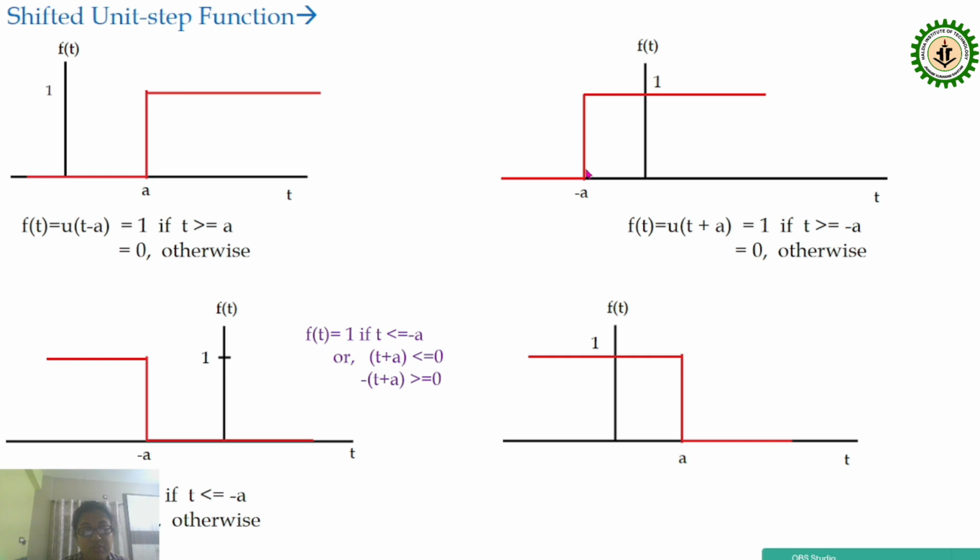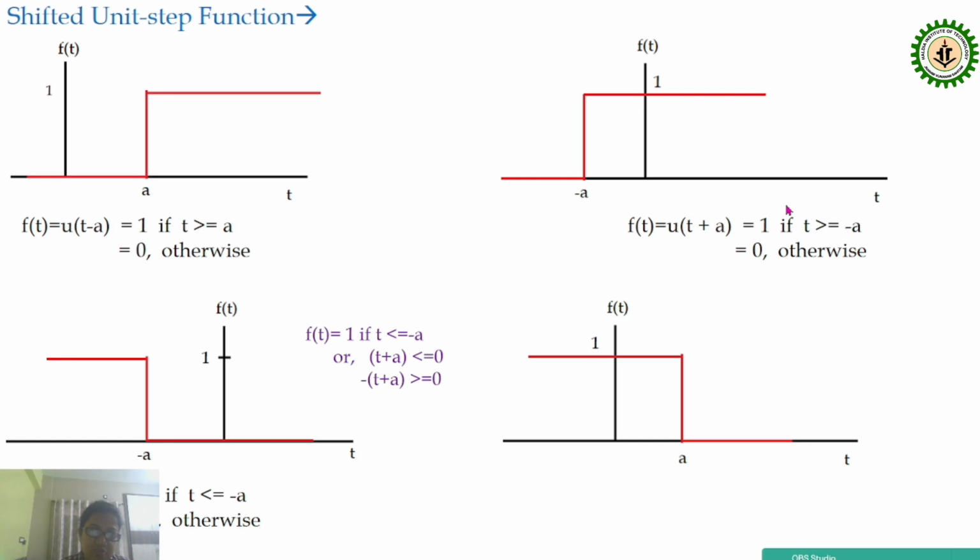When we shift the signal to the left side by the same amount, say a unit, it will start from minus a, because it starts in the negative part of t. So how can we represent this? We can represent it by u of t plus a. That means advancement of the signal. Shifting to the left side means advancement of the signal.